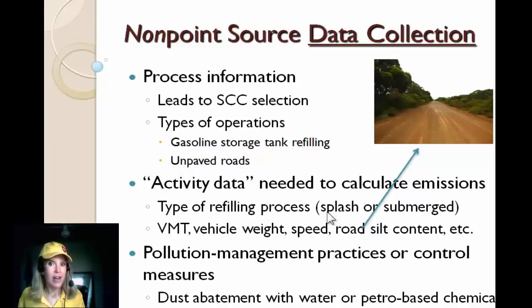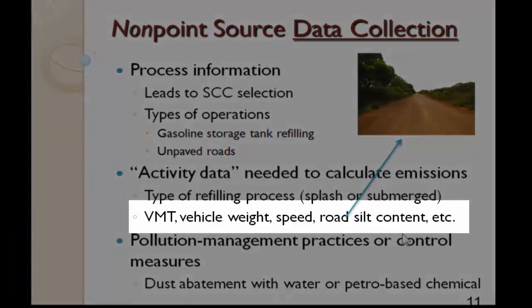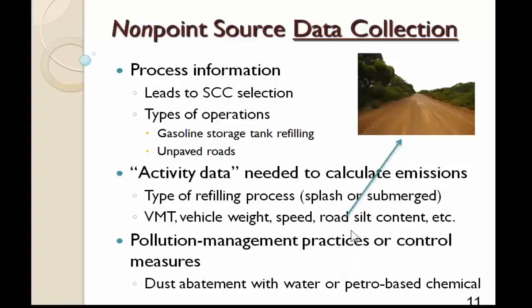And the activity data, for example, for a gasoline storage tank refilling, that would be a process of either splash filling or submerged filling. And the activity data needed for the operation of an unpaved road would include vehicle miles traveled, so that's one vehicle traveling how many miles, the vehicle weight, the speed in terms of categories of average speed, the road silt content, and keep in mind that this information is available either through documents that we can provide or links that are in the notes document for this module.